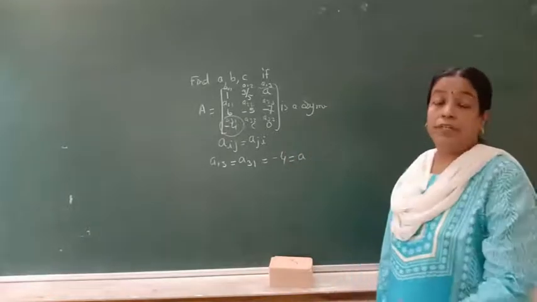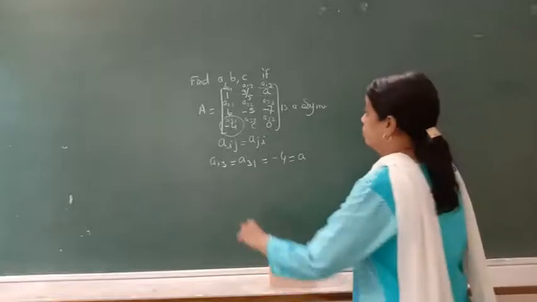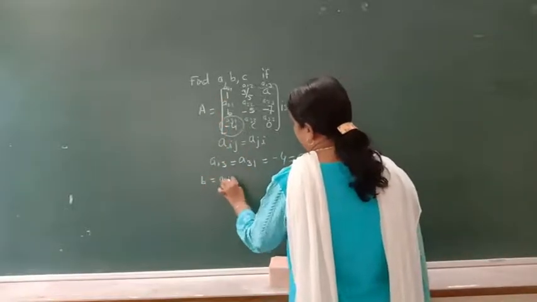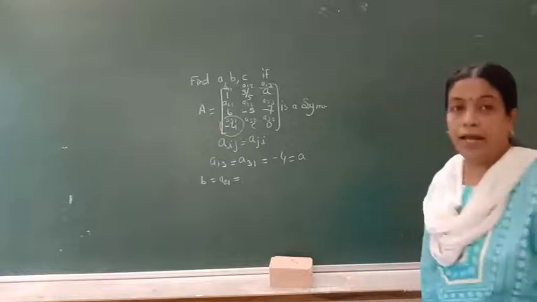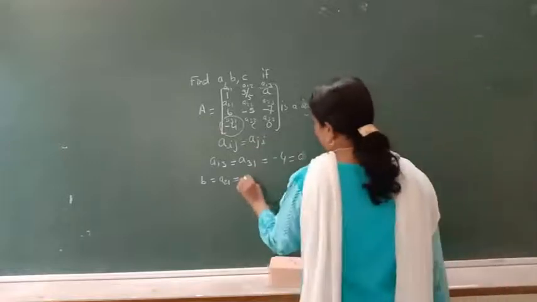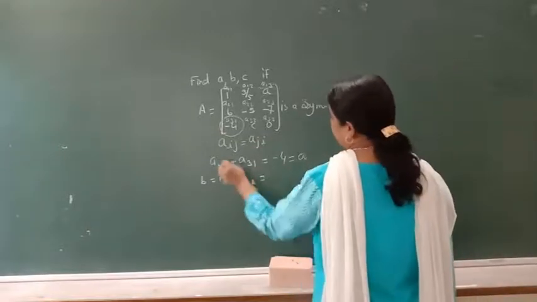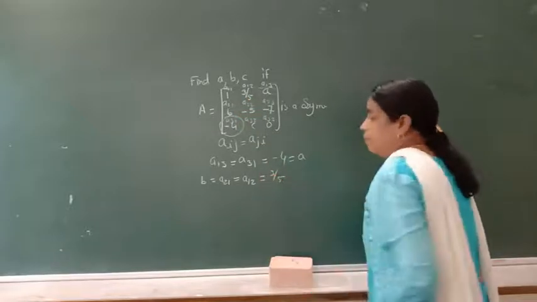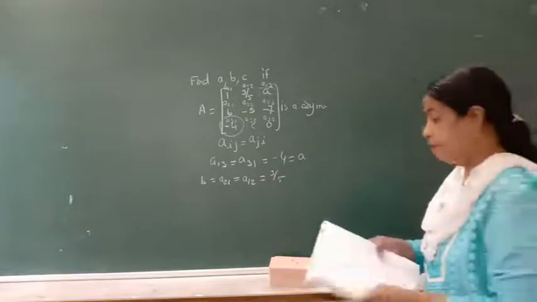Got it? Now which is the second unknown variable? B. Where is it? A21. Again if I apply this, it will be A12. A12 means this element, 3 pi. So what will be the value of B? 3 pi.